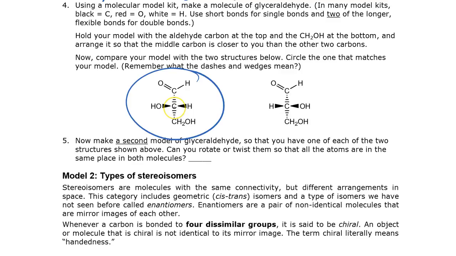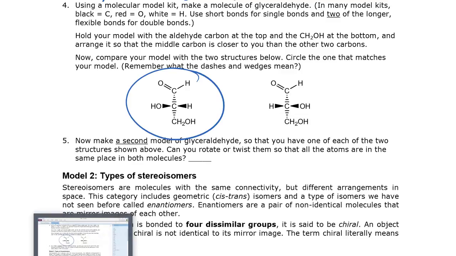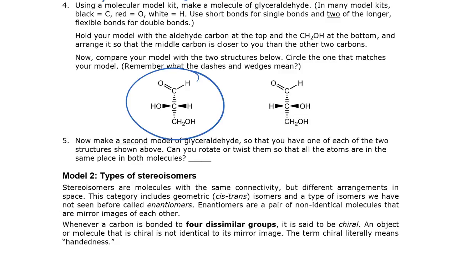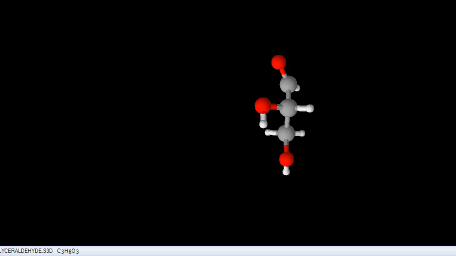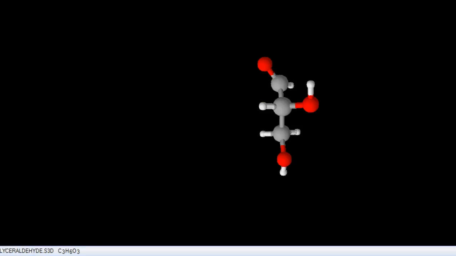So that's this one. Number 5 says make a second model of glyceraldehyde so you have one of each. Well, we can't make a second one because we couldn't make the first one, but I can show you the structure of the second one. So pause. So shortly this one will just turn right into the other one. And there it is. Now I have the other structure.